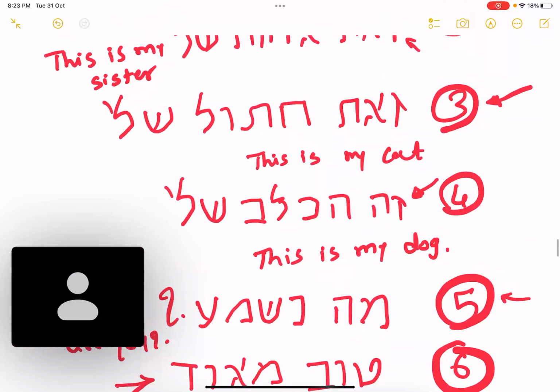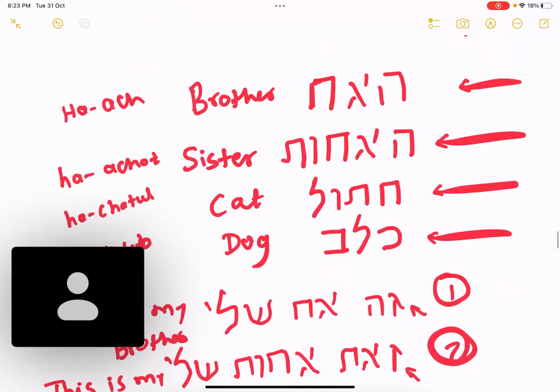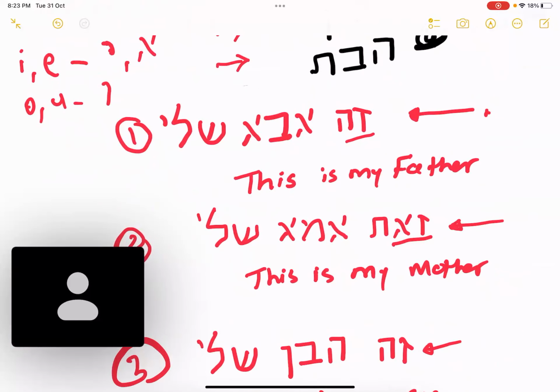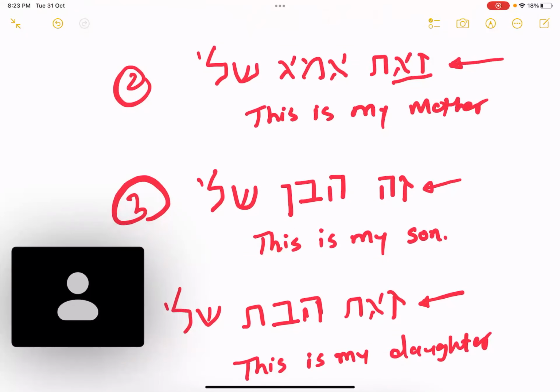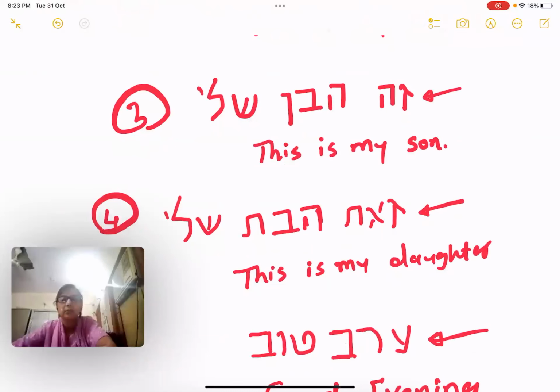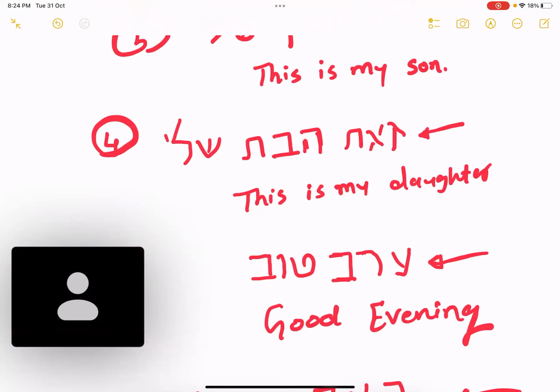So we have learned so many sentences today. Ze abba sheli. This is my father. Zot ima sheli. This is my mother. Ze haben sheli. This is my son. Zot habat sheli. This is my daughter.